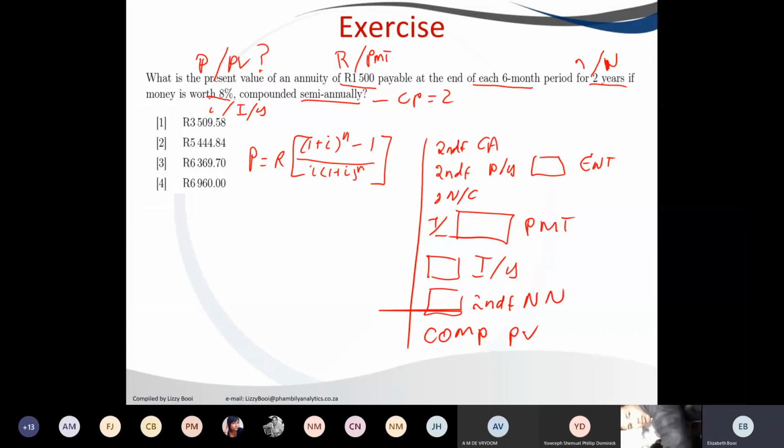And that is your exercise to do. When you have your answers, as soon as I see all the options coming through, then I will know that the majority of you have done the calculation. And then we can come back and do feedback. So that is your exercise to do.